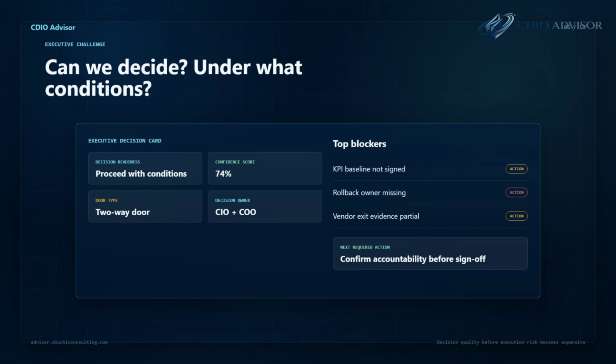The first output is not a long AI report. It is an executive decision card, readable in minutes, focused on what leaders need to know. Can we decide? Can we proceed with conditions?